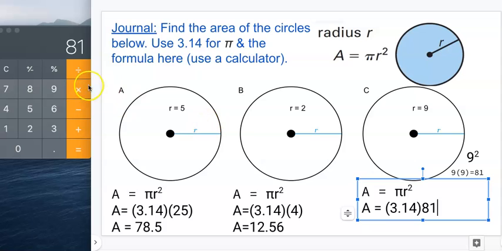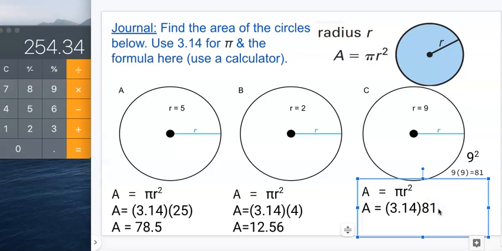So 3.14 times 81 is a really large number. The area equals 254.34. And that is how you find the area of the circles.